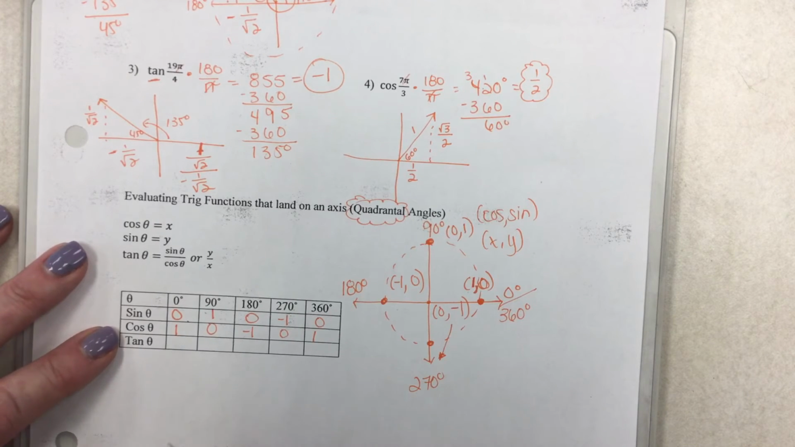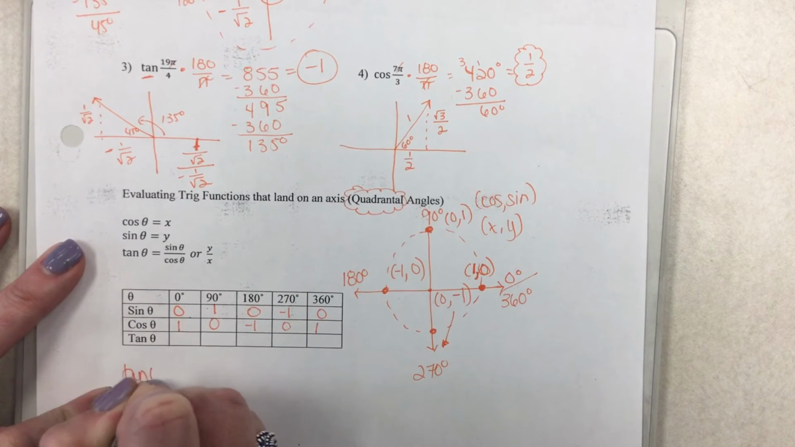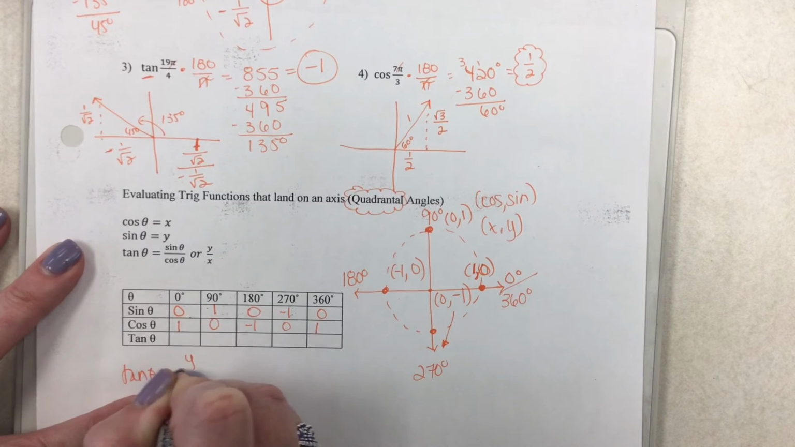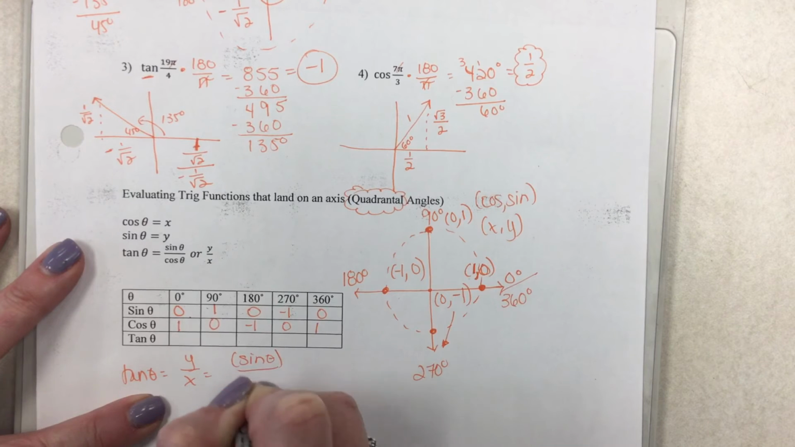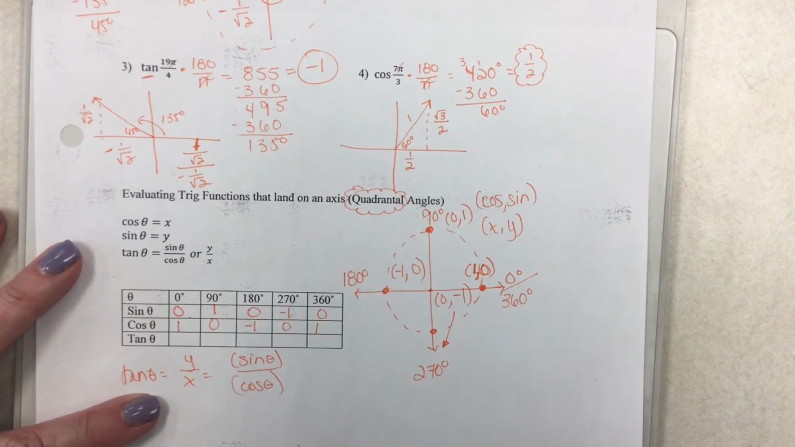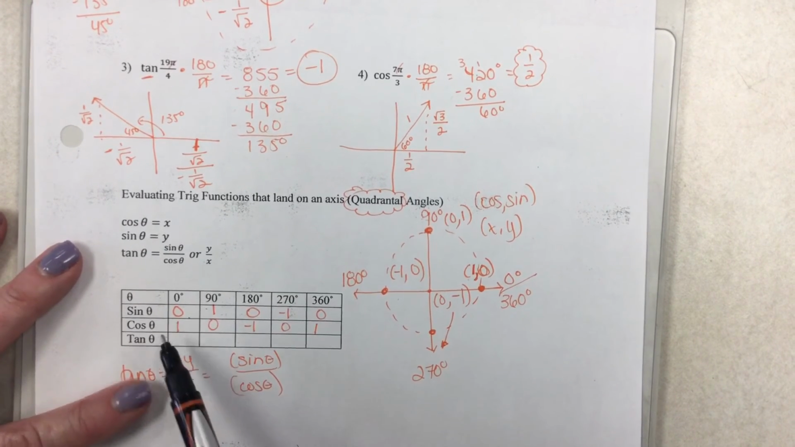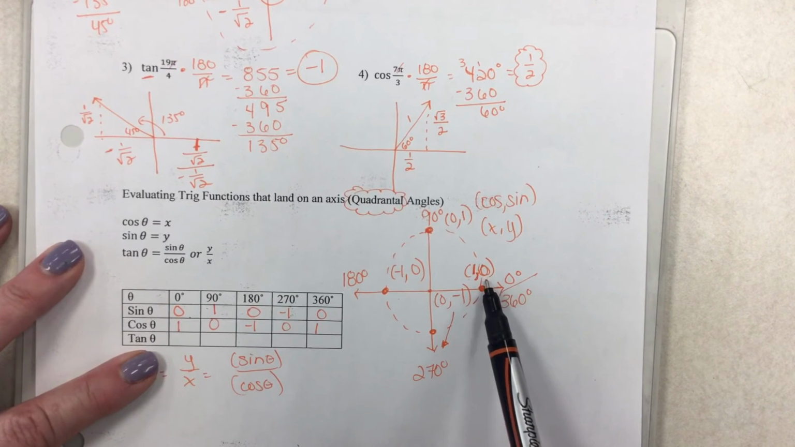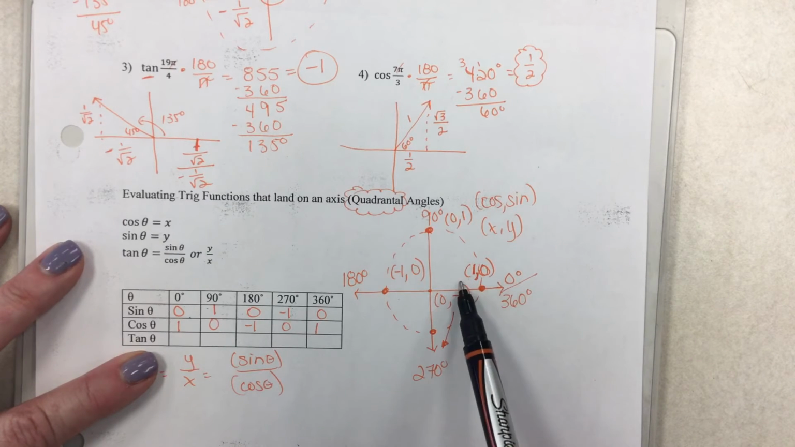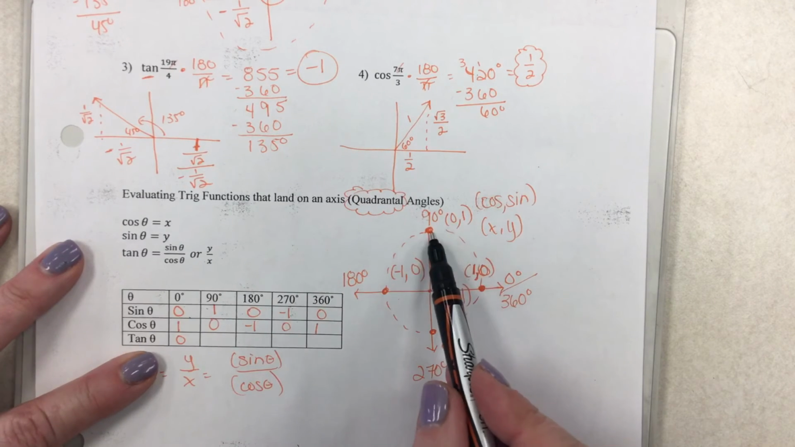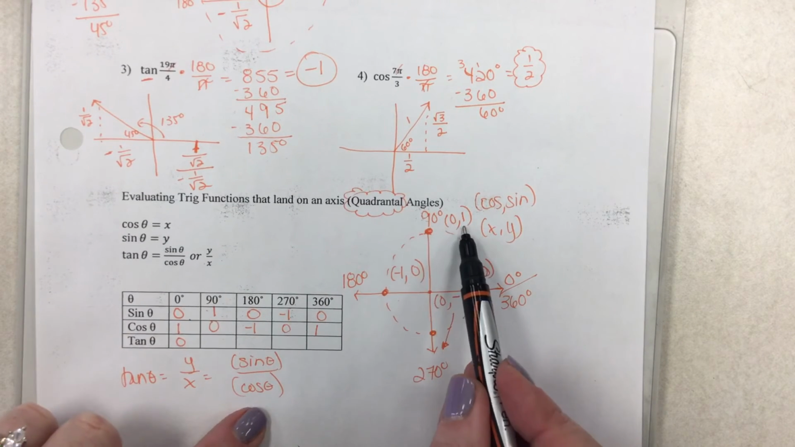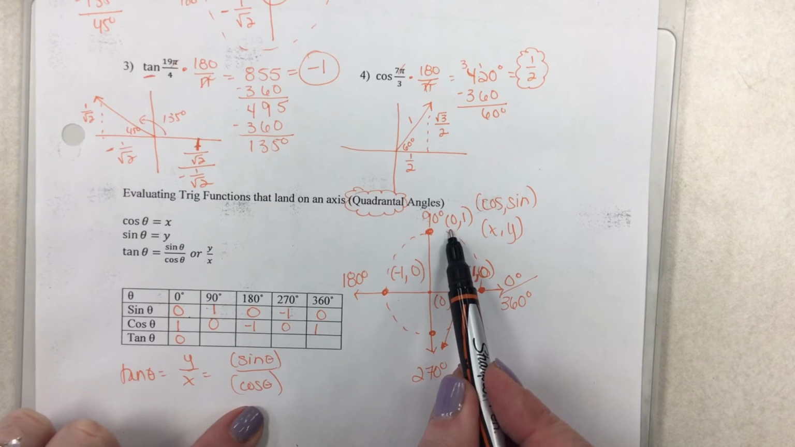Now tangent of theta is y over x, which is the same thing as saying sine of theta divided by cosine of theta. Sine of theta over cosine, we can do this in our head. So at 0 degrees, sine 0, cosine 1. What's 0 divided by 1? 0. At 90 degrees, sine 1 divided by cosine 0.